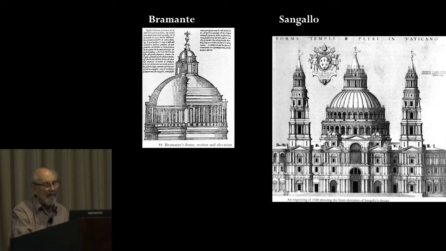Now let's see what happened next to St. Peter's. There's Bramante's dome, but he hardly got anywhere with the construction. He died, and Sangallo took over. And he obviously did not listen to the 20th century architects, Mies van der Rohe's famous dictum, less is more. I think that Sangallo thought that more is more.